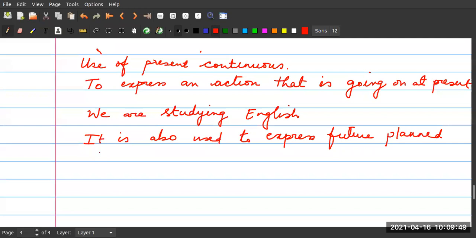And it is also sometimes, you know, you use the present continuous for future planned actions, like I'm going to Delhi next month. So what is the tense here? Tense is present continuous, like in present continuous also sometimes it is used to express future. I'm going to Delhi next week.